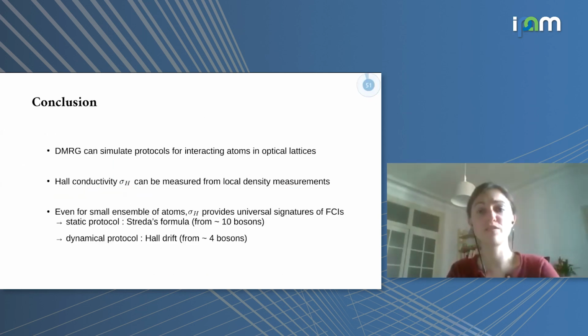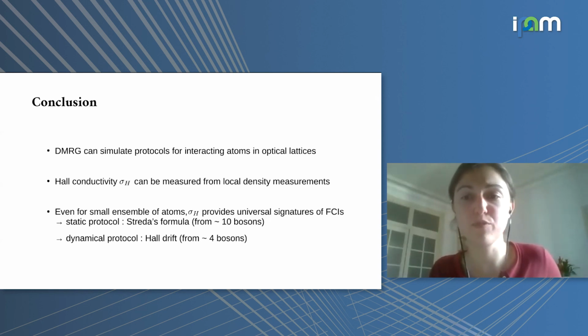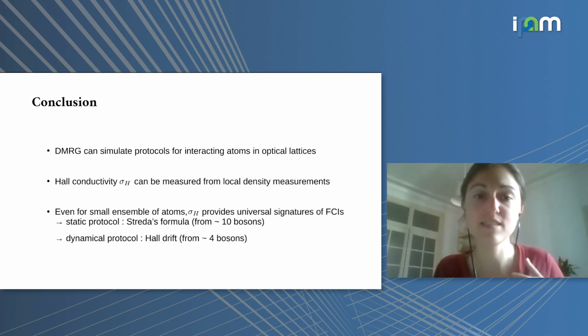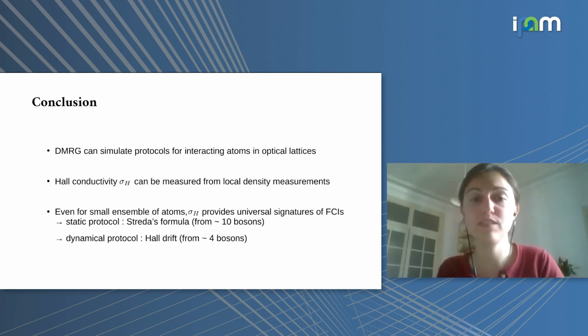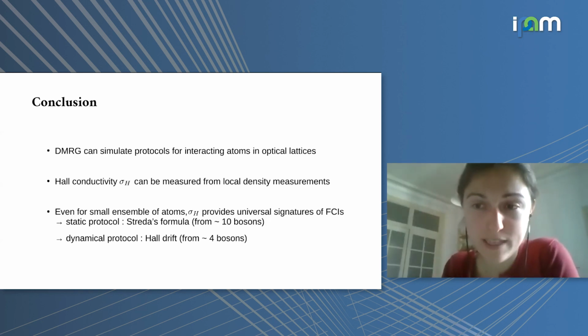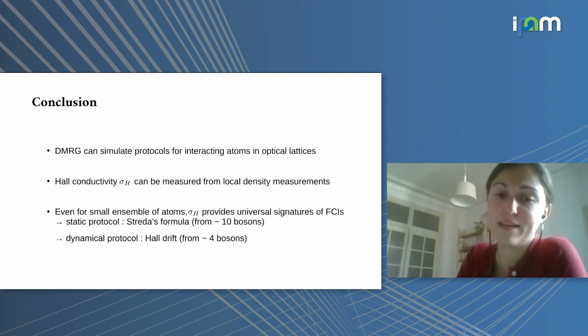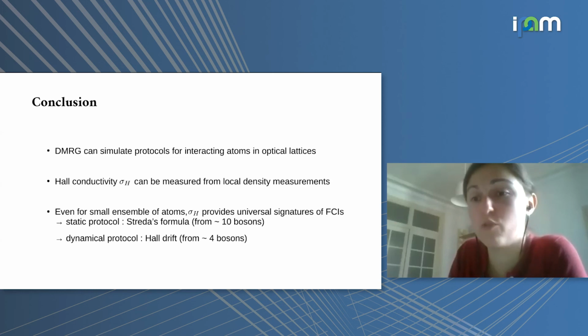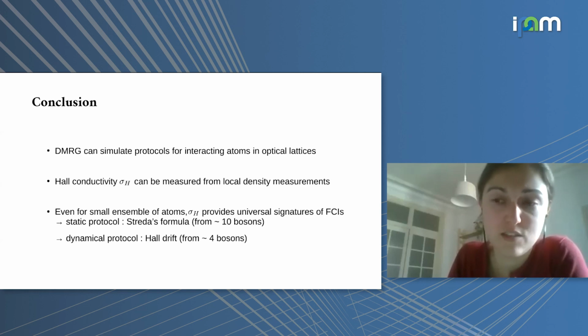So in conclusion, DMRG is a very practical tool to simulate protocols of interacting atoms in optical lattices. And I've shown you 2 ways that the Hall conductivity could be measured from local density measurements. And even for quite a small ensemble of atoms, it provides a nice signature that is almost quantized. So a quite nice signature of a fractional Chern insulator.